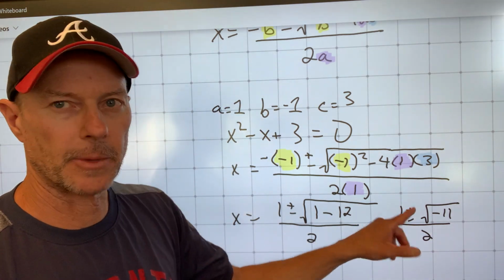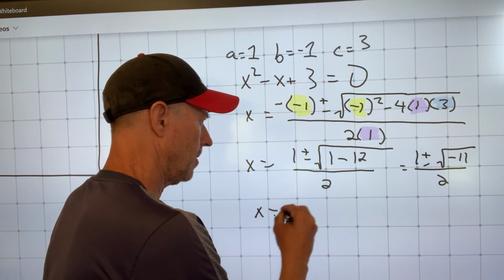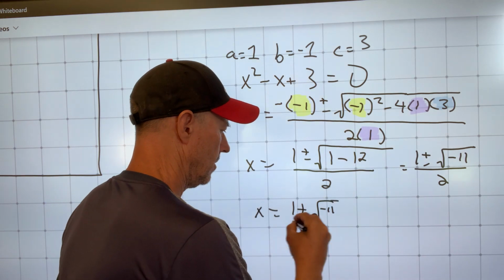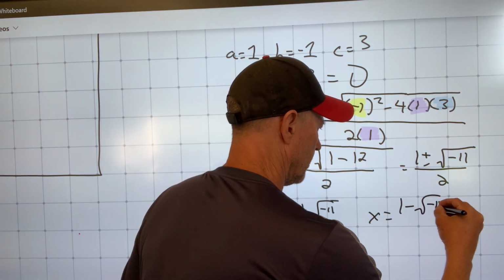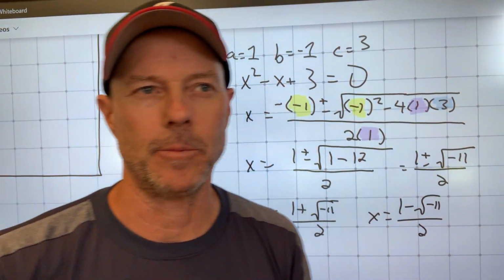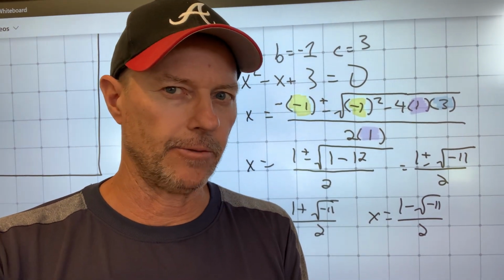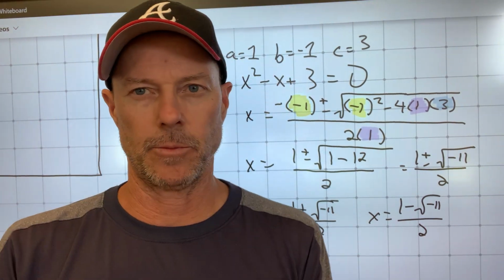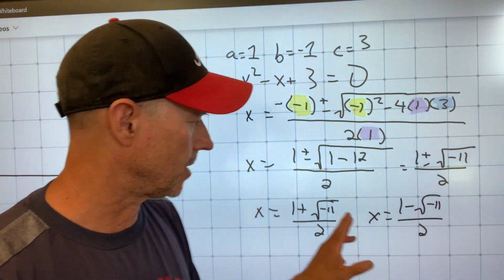Now, this plus or minus means you have 2 solutions. You have the solution where it's 1 plus the square root of -11 over 2, and you have the solution where it's 1 minus the square root of -11 over 2. However, the square root of -11 is a problem because there is no real number that you multiply by itself. That's what square root means. Find the number that you multiply by itself to get the radicand. But there is no number that you multiply by itself and get a negative. So this is not a real solution.